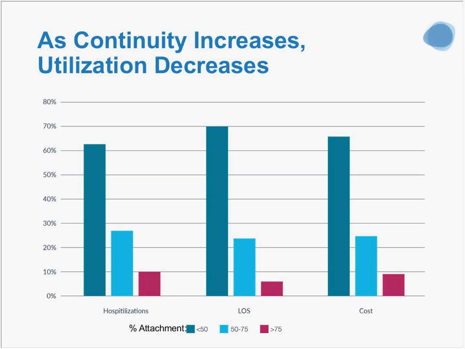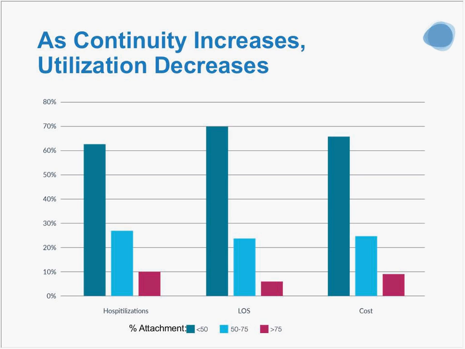Next slide, please. So this shows that as continuity increases, utilization decreases. This is digging down a little bit deeper compared to that first slide. And here is actually Alberta data, if I'm not mistaken. The different bars show different amounts of continuity. The teal-colored bar shows that attachment is less than 50%, the turquoise one 50 to 75%, and the pink bar is greater than 75%.